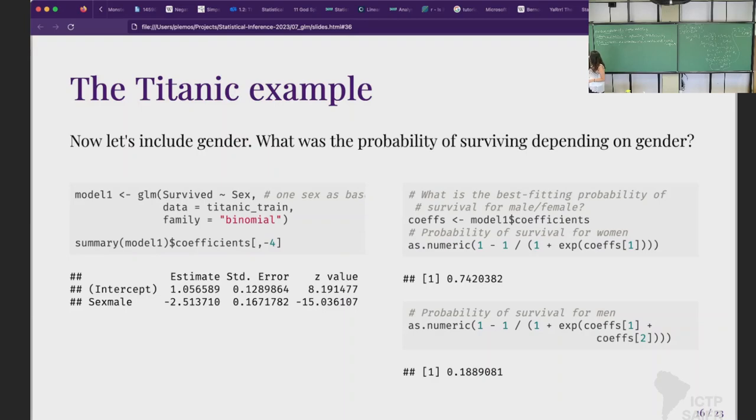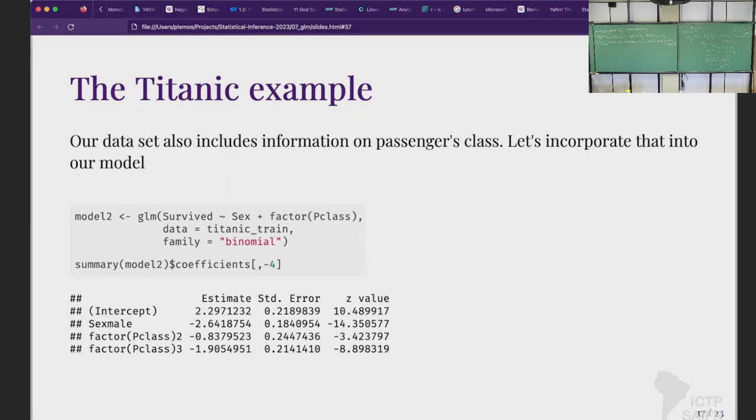While for men, here we have to add the first and the second coefficients because the second is modified by the first one. So if you're a man, your chances of surviving the Titanic were 18%. But we also know that this was not the same according to your class. So depending on if you're in first class, second class, or third class, this was different. So how was it if we also include the class?